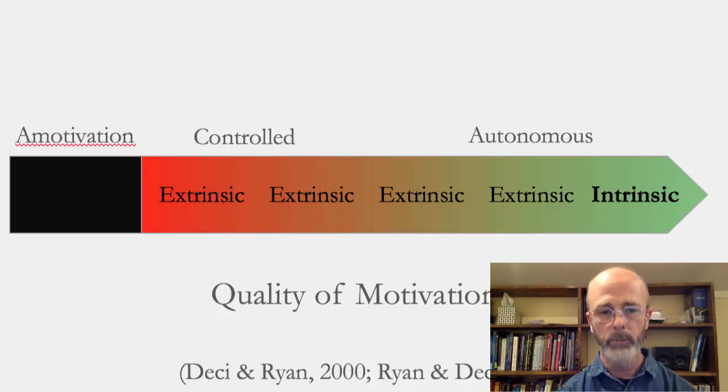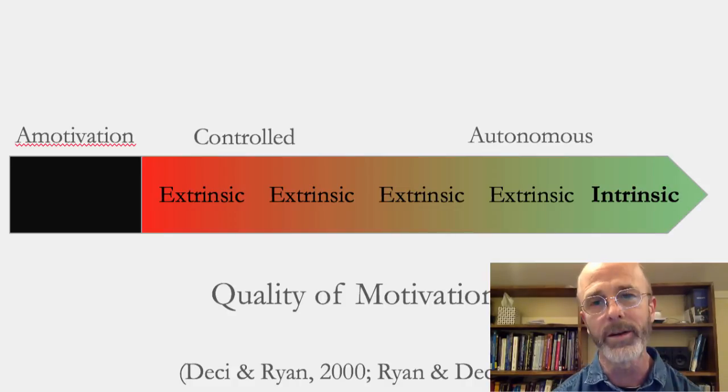Okay, but what this chart here tries to illustrate is that there's a spectrum of motivation from controlled forms of motivation to autonomous forms of motivation. So let me briefly talk about this spectrum a bit. Now first, at the far left-hand edge here we have in black amotivation. And amotivation is not a kind of motivation. It's not motivation. People aren't motivated.